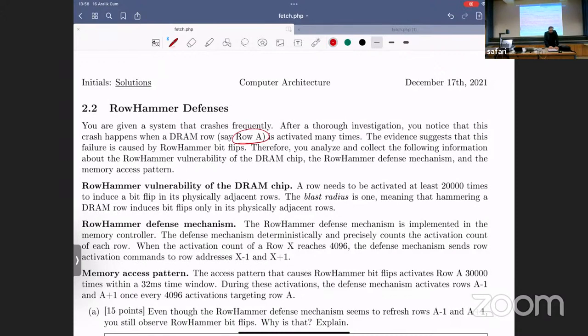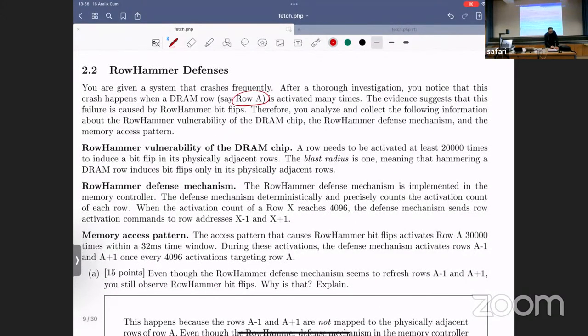So different from the first question, here we have a mechanism that tries mitigating or defending against RowHammer. These are the specifications of the system and the defense mechanism. When we look at the DRAM chips' RowHammer vulnerability level, we see that a row needs to be activated at least 20,000 times. This is your RowHammer threshold. To induce a bit flip, you need to activate 20,000 times.